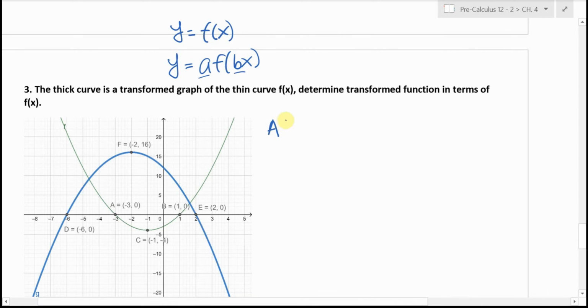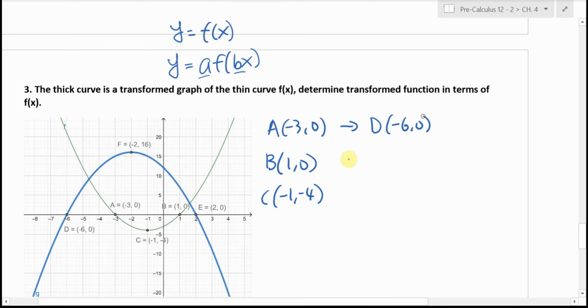The coordinates: a is -3, 0, b is 1, 0, and we have a c here as well, -1, -4. And a becomes d, which is then -6, 0, b becomes e, which is 2, 0, and c becomes f, which is -2, 16. So what we need to do is this.